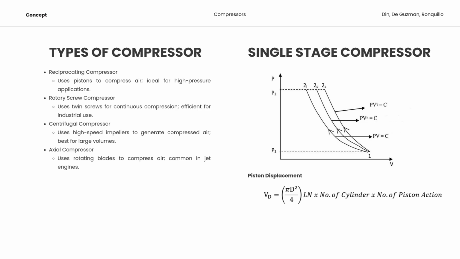Now for the formulas. First is the piston displacement. Piston displacement is the volume displaced by the piston as it moves from top dead center to bottom dead center. For the formula, Vd, which is volume displacement, is equal to pi times the diameter squared over 4 multiplied by the stroke or the length times the speed times the number of cylinders and times the number of piston actions.